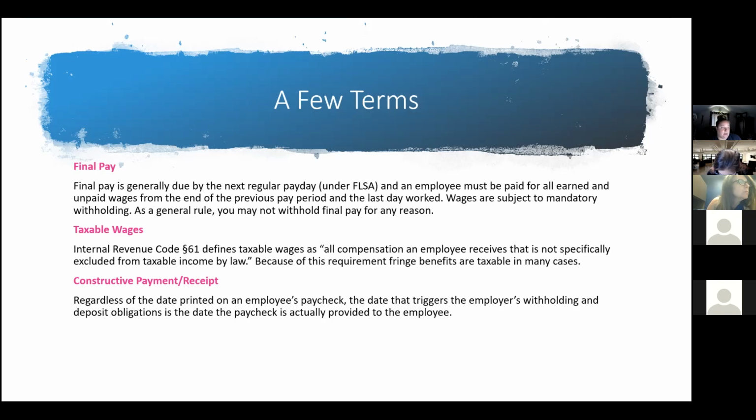Taxable wages. Internal Revenue Code 61 defines taxable wages as all compensation an employee receives that is not specifically excludable from taxable income by law. Because of this requirement, fringe benefits are taxable in many cases.